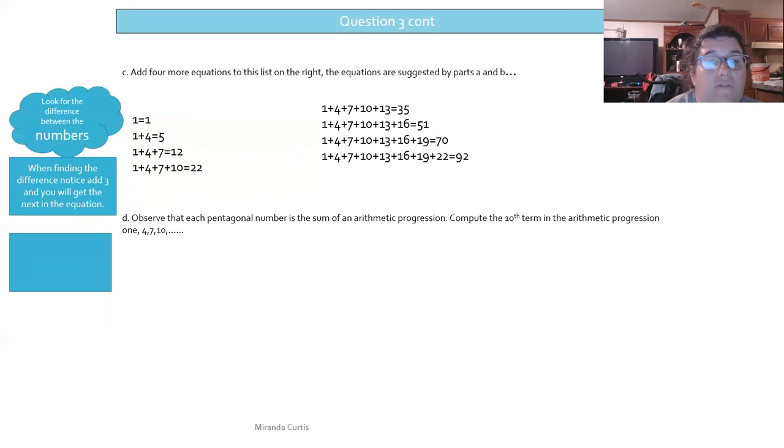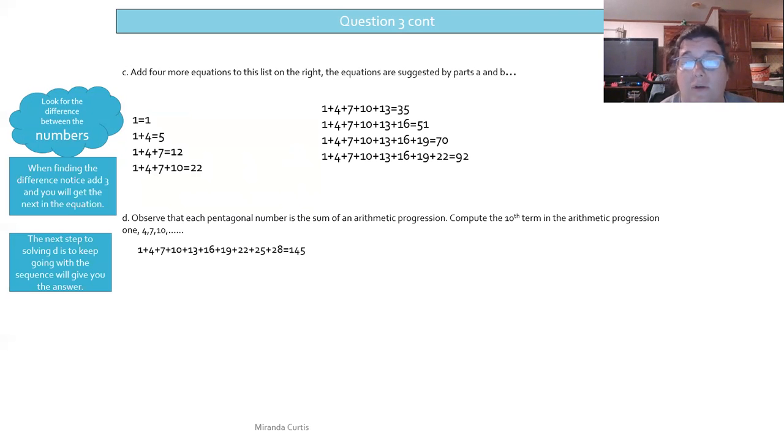Observe that each pentagonal number is the sum of an arithmetic progression. Compute the 10th term in the arithmetic progression 4, 7, 10. The next step to solve D is to keep going with the sequence. We'll give you the answer. So we went 4, 7, 10, 13, 16, 19, 22, 25, 28. Each one is 3, you add 3 to it, and that will equal your answer.